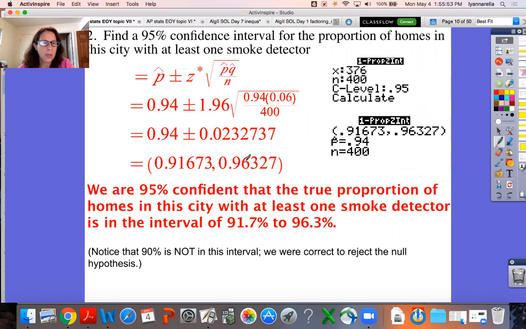So since every one of these numbers is above 0.90, we would say we are 95% confident that the true proportion of homes in this city with at least one smoke detector is in this interval. And because it's greater than 90% in all cases, we were correct when we rejected the null hypothesis.